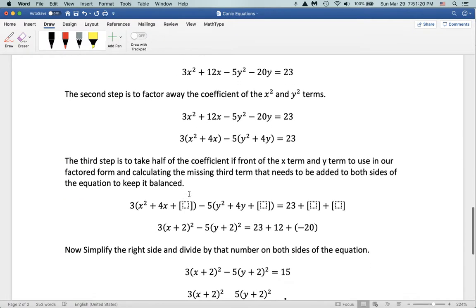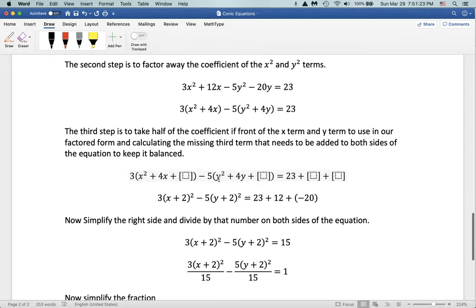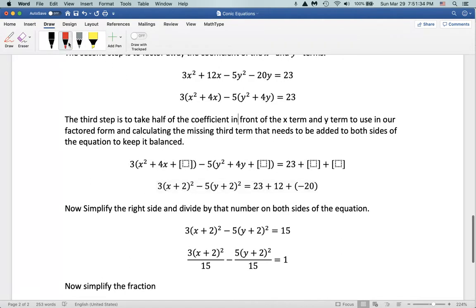Now, the third step is to take half of the coefficient in front of the x term and y term to use in our factored form underneath. So what I'm saying is this. I look at this 4 here. If you notice, here's my 4 up here, right? I took half of it, and I put it down here in my factored form of my x plus 2 squared. I took half of this 4 and I put it down here in the y plus 2 squared.